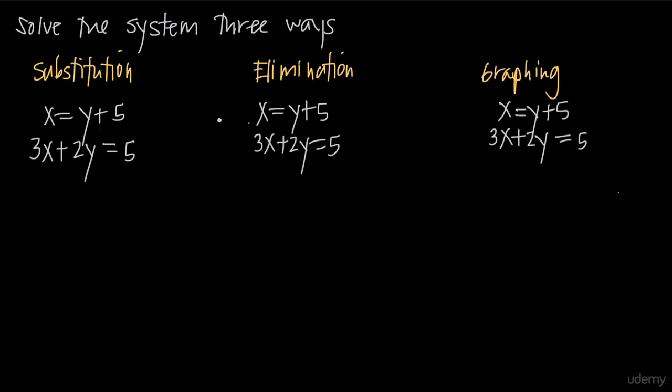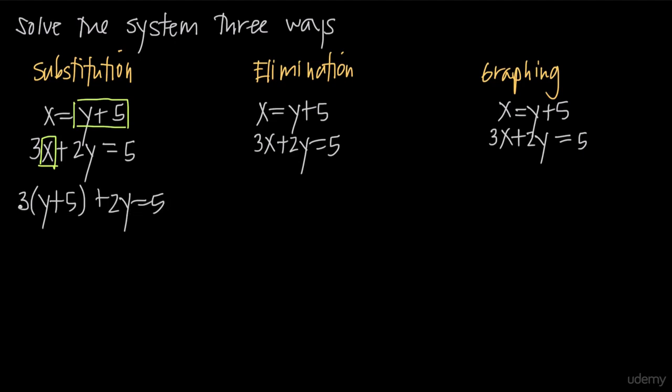So we've already been told that the value of x is y plus 5, which means we can take y plus 5 and plug it into this other equation for x. In other words, we're going to make a substitution for x. So instead of x here, we'll put in y plus 5 and we'll say 3 times the quantity y plus 5 plus 2y is equal to 5. So we made a substitution, and now we just need to simplify and solve for y.